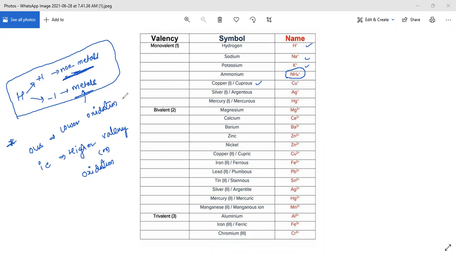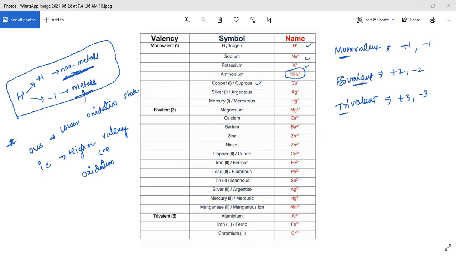Someone is asking a doubt: what is monovalent, bivalent, and trivalent? Mono means having only one valency charge. Monovalent means having only plus 1 or minus 1 charge on the ions or radicals. Mono means single, right? Bivalent means the valency can be plus 2 or minus 2. Trivalent means, tri means what? 3. Either plus 3 or minus 3.